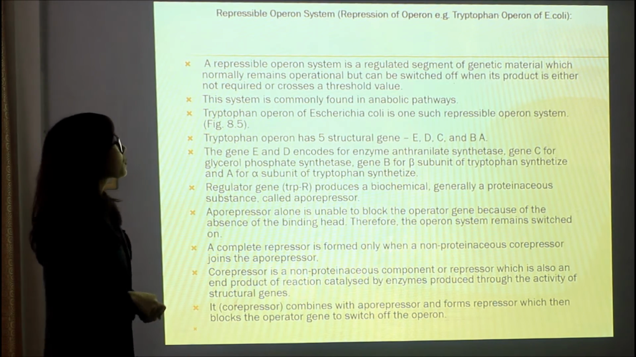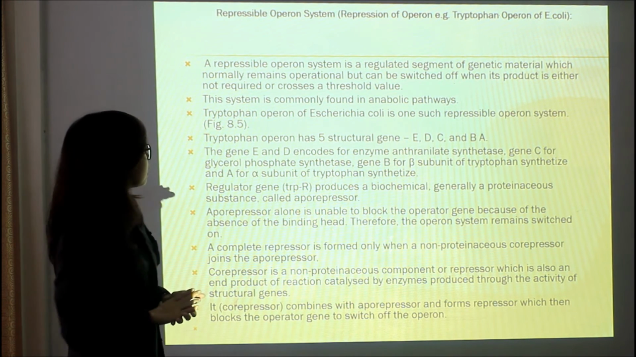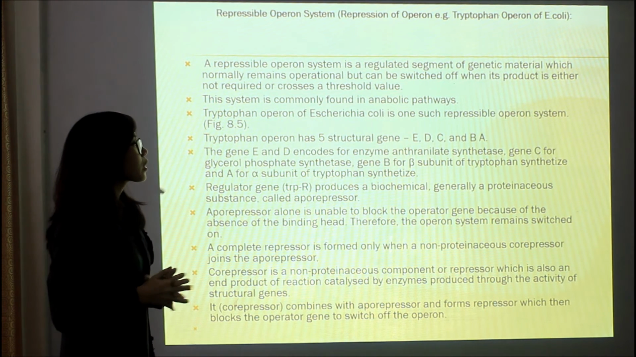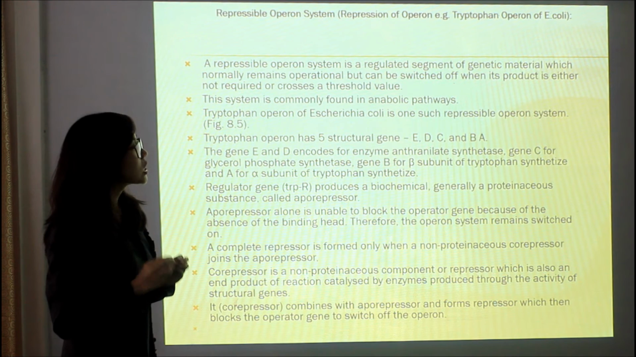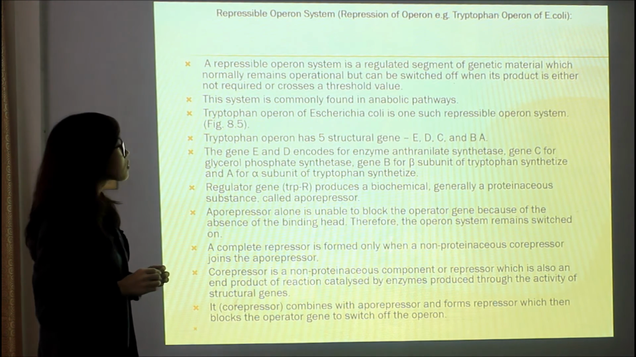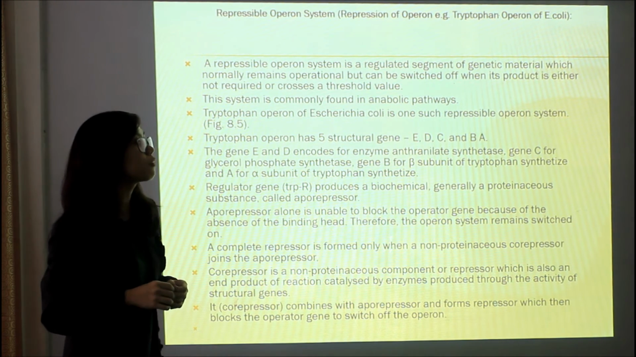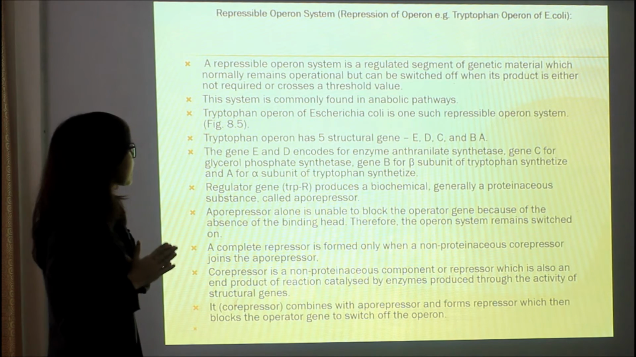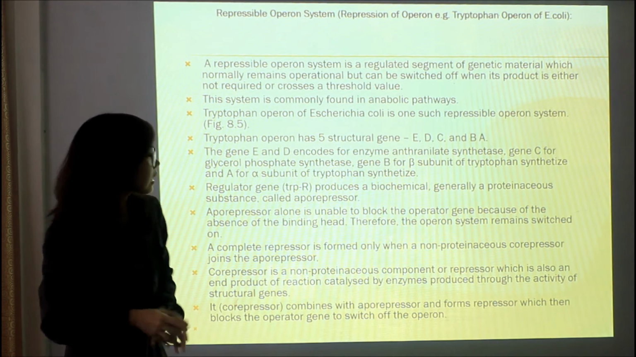So, the tryptophan operon has 5 structural genes: E, D, C, B, and A. The genes E and D encode the enzyme anthranilate synthetase, the gene C encodes glycerol phosphate synthetase, gene B encodes the beta subunit of tryptophan synthetase, and A the alpha subunit of tryptophan synthetase.